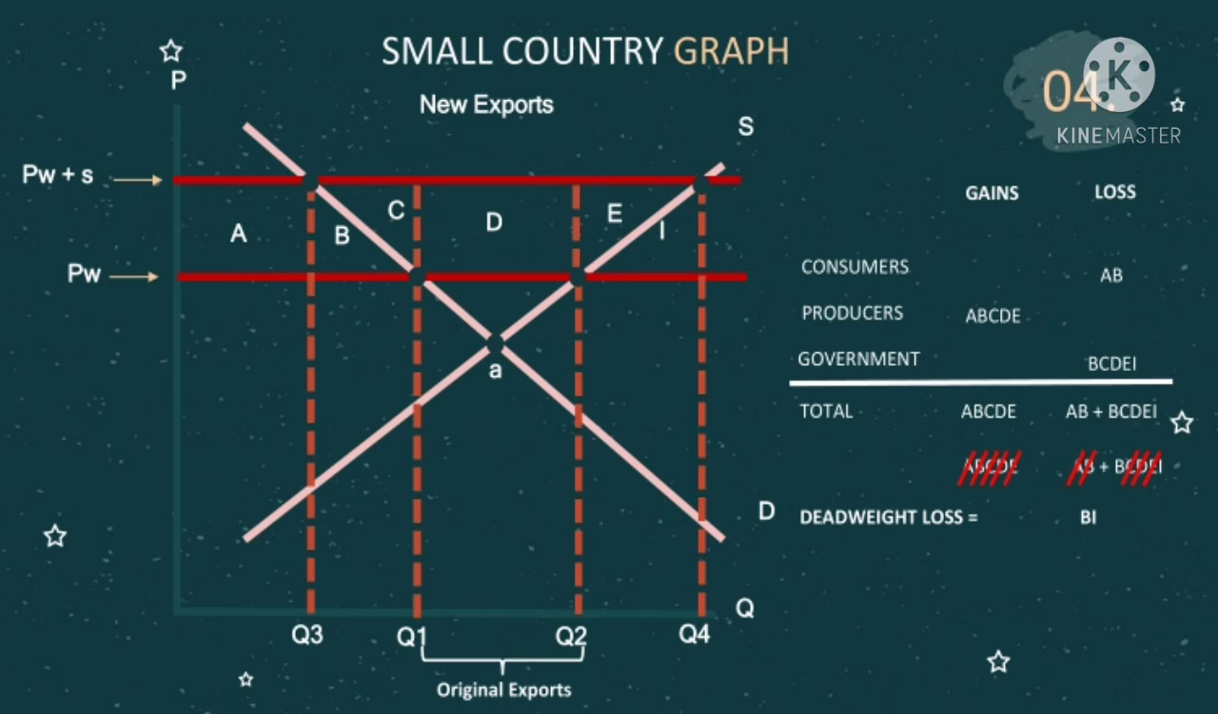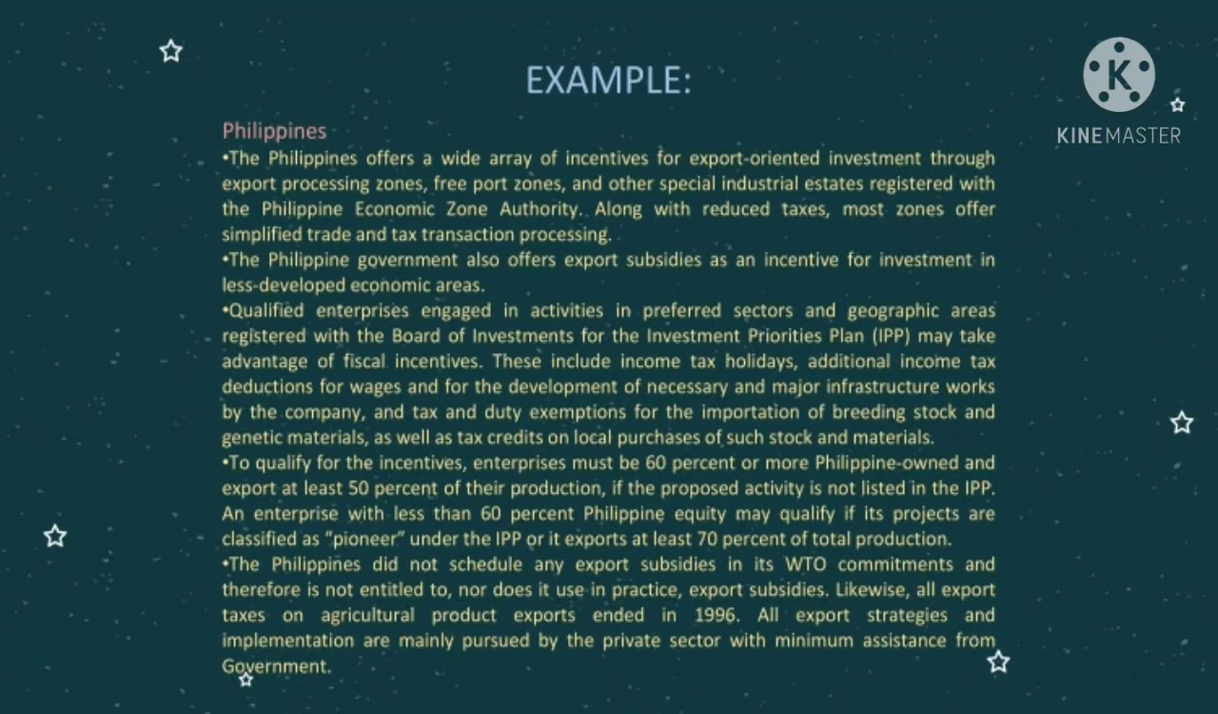PW plus S is world price plus the subsidy, which means in every unit that will be sold in the international market, there will be an extra check or payment from the government. For example, the price of a product is $100 and the government is willing to pay $10 to every unit that will be exported. Every time a domestic firm sells a product, they will get $100 from the international markets plus $10 from the government. That clearly shows the benefit of the subsidy.